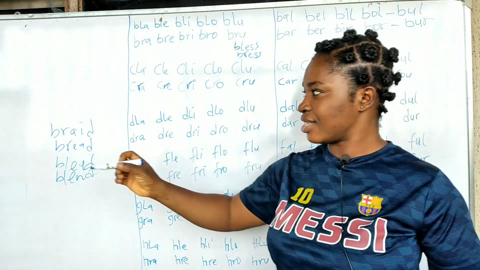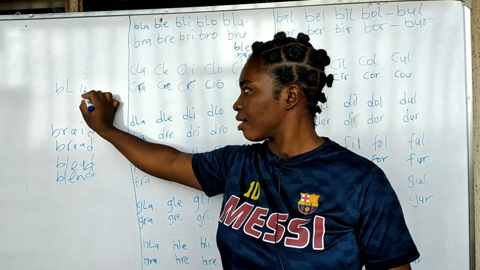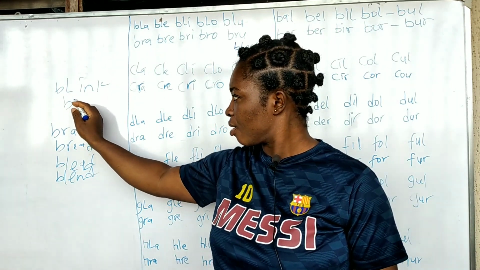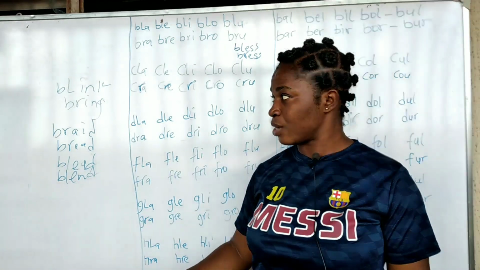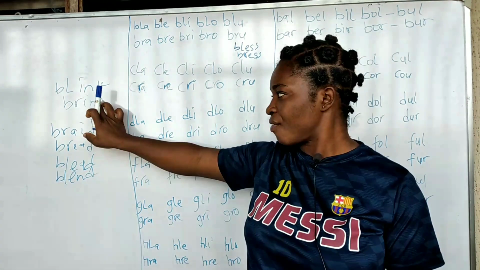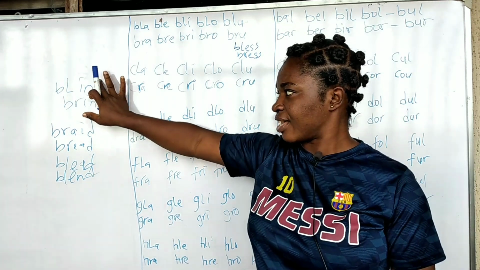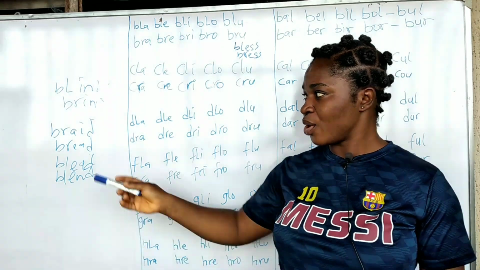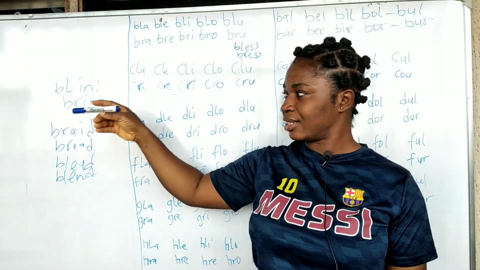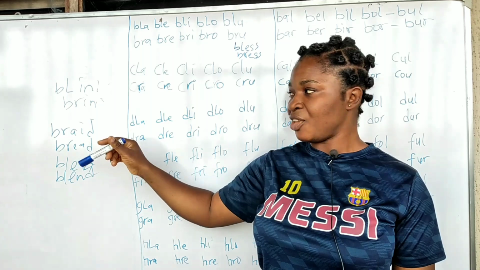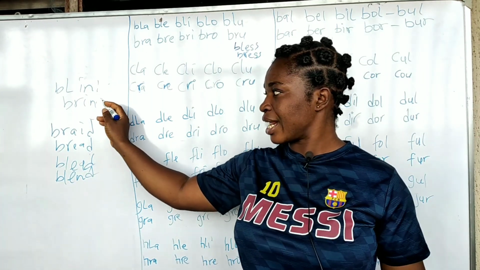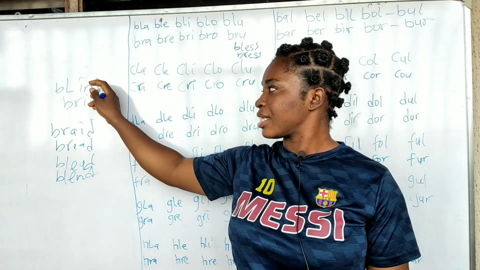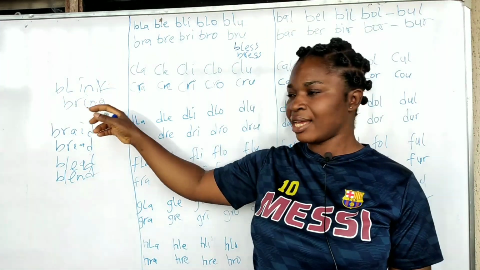You can see this is blink, blinking of an eye. You can see how the two is being spelled. I have blink, and if I remove this K versus this G, this is blin, this is brin. Do you understand what I'm trying to say right here? If I put G, it now becomes bring. You can see that the G sound is now added. This is bring. And when I put K here, it becomes blink.